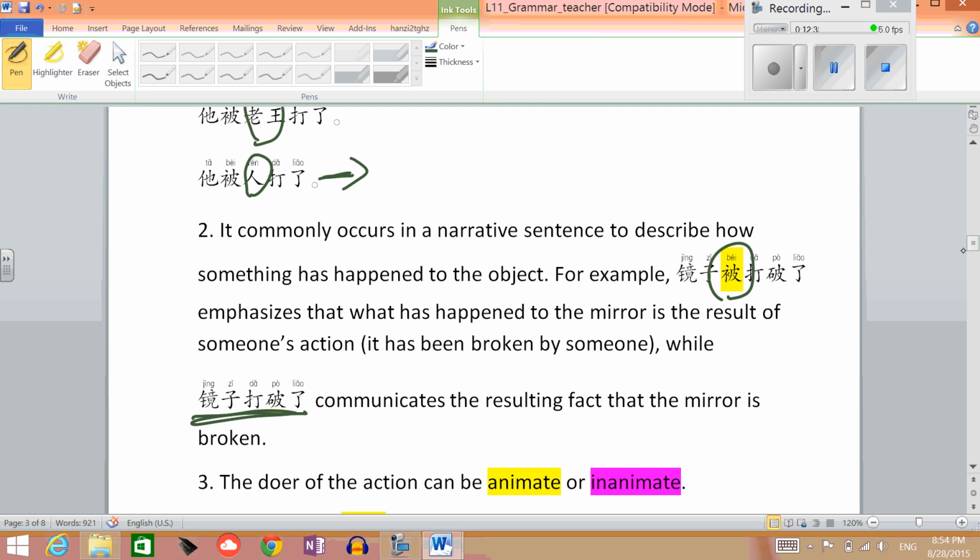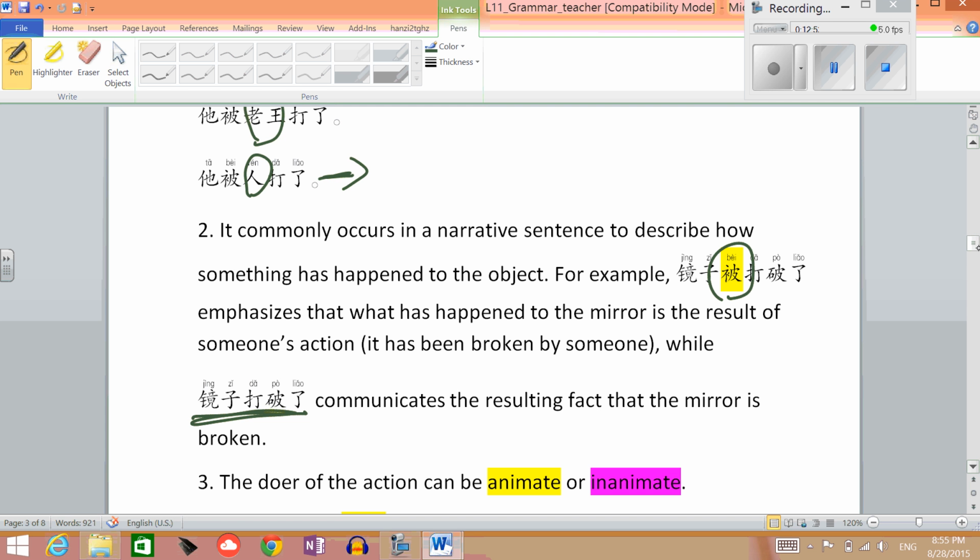If you don't quite understand what I'm talking about, I recommend you read these sentences and then go back to the explanation there in the English part.